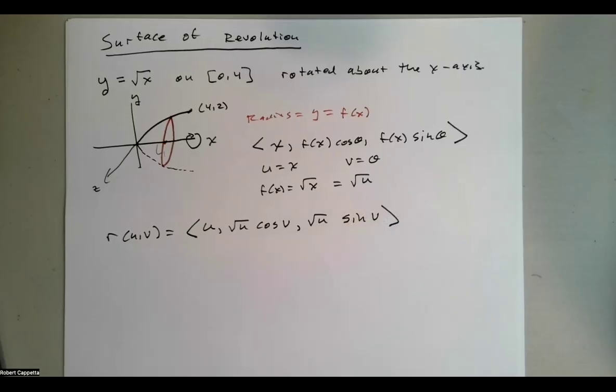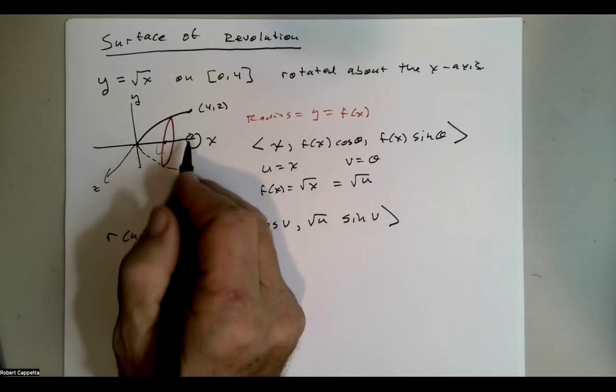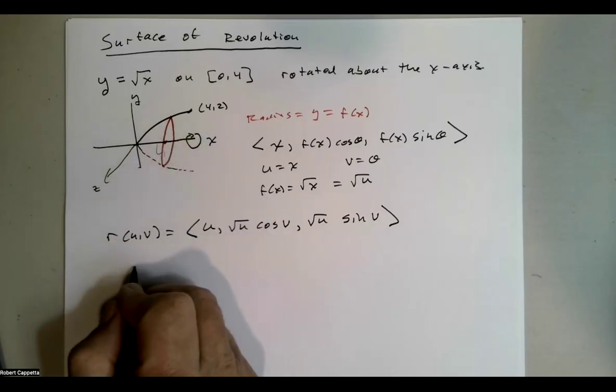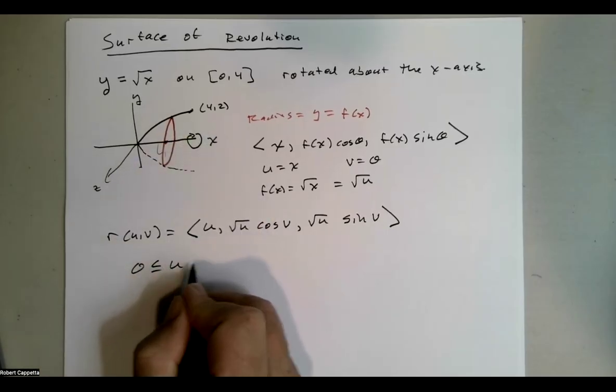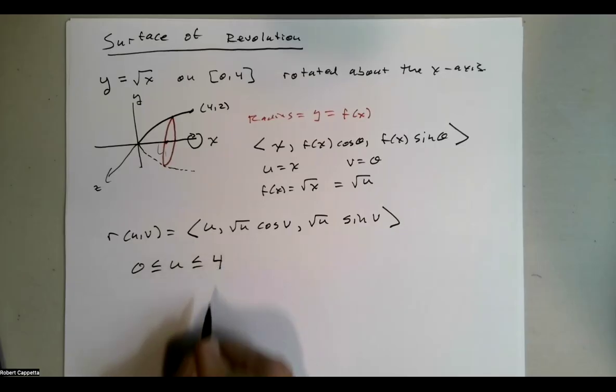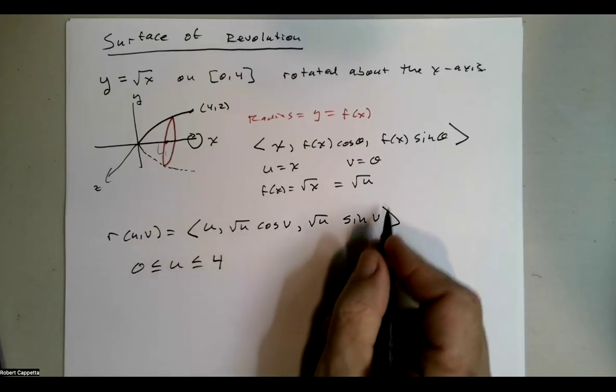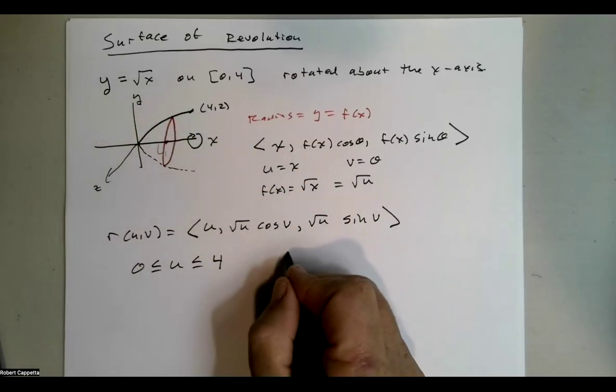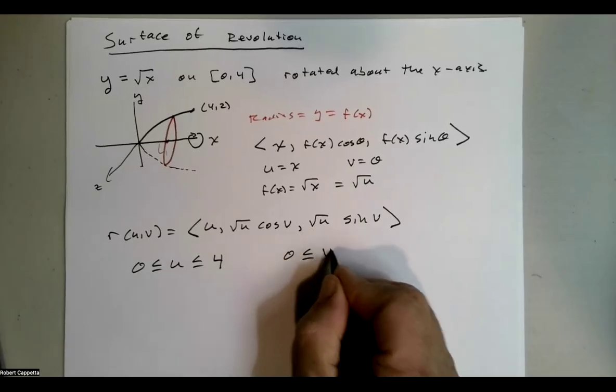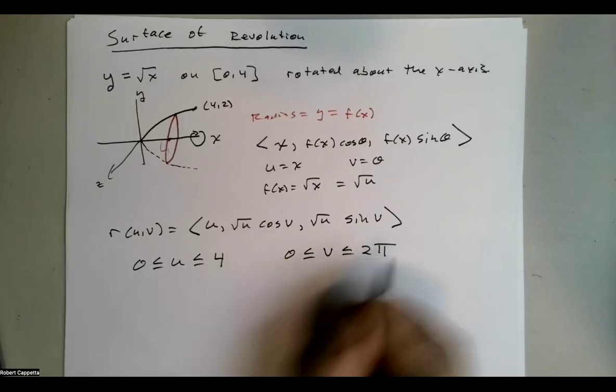Now, what do I want u to range from? What makes sense here? Well, looking at my picture, I'm going from 0 to 4. So 0 ≤ u ≤ 4. And for my v, it's creating that circle. So 0 ≤ v ≤ 2π.